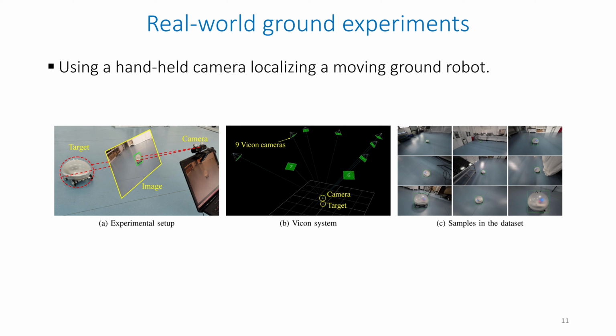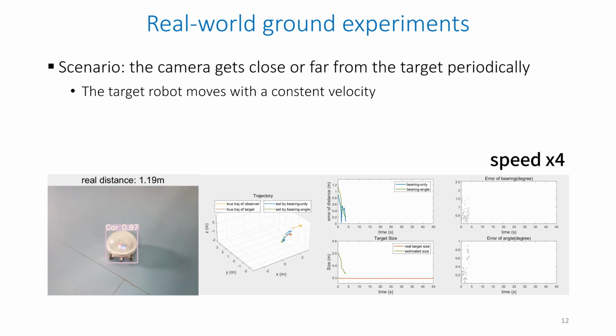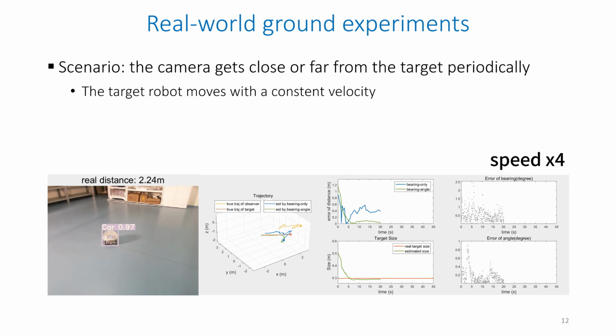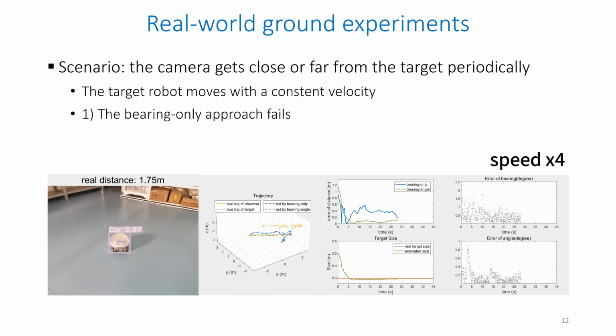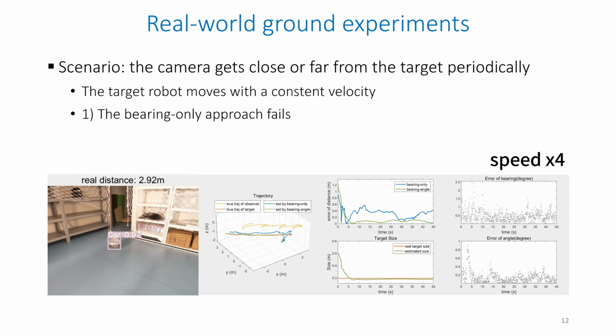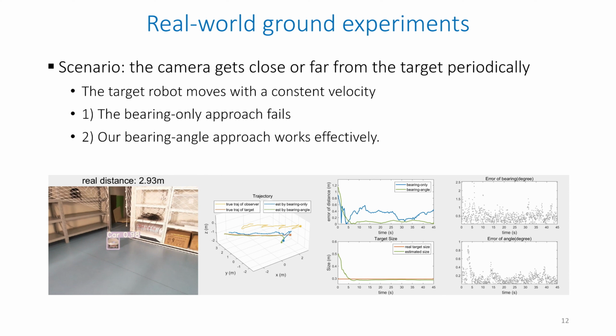The first is a handheld camera observing a ground robot. Consider the scenario where the camera gets close to or far from the target periodically. In this scenario, the bearing-only approach works unstably due to the weak observability. By contrast, the bearing angle approach can work effectively.